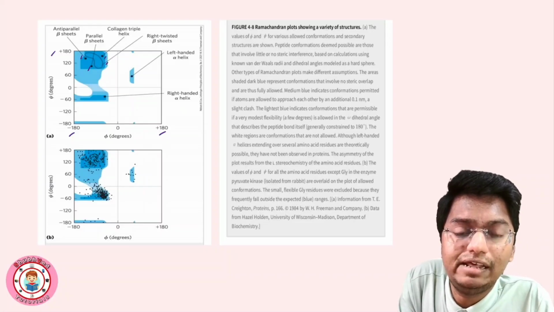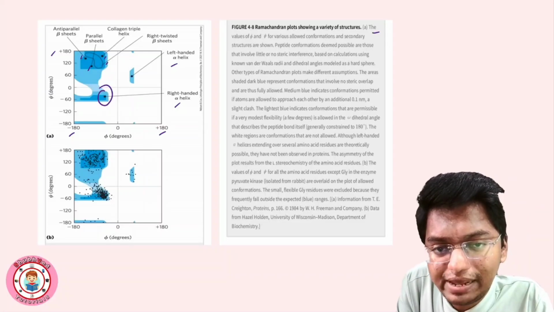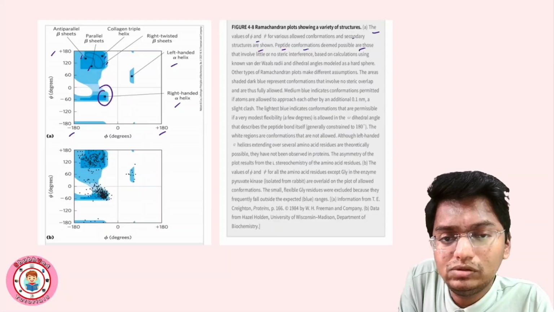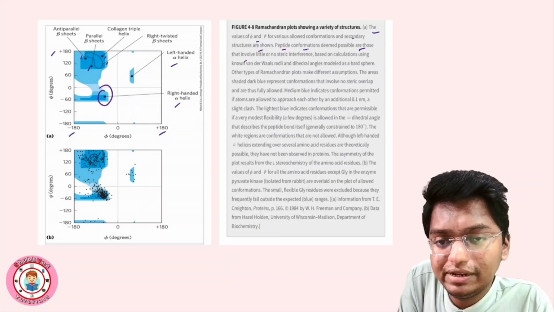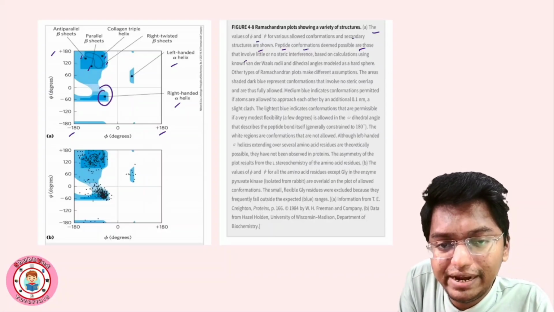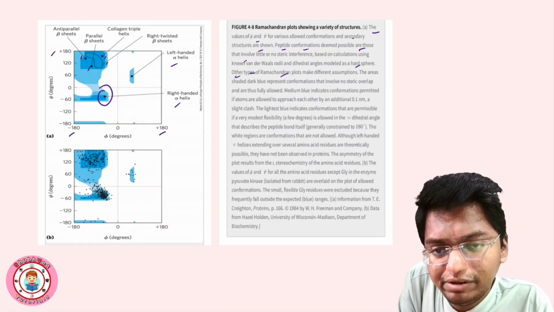Then left-handed alpha helix. Okay, right-handed alpha helix is here. Got it? So what is written here? The values of phi and psi for various allowed conformations and secondary structures are shown. Peptide conformations deemed possible are those that involve little or no steric interference, based on calculation using known van der Waals radii and dihedral angles. Other types of Ramachandran plot make different assumptions.